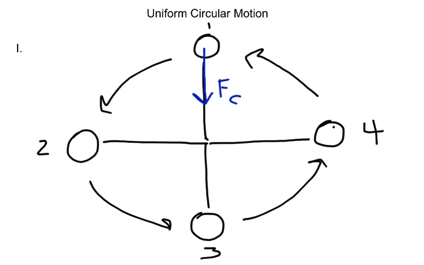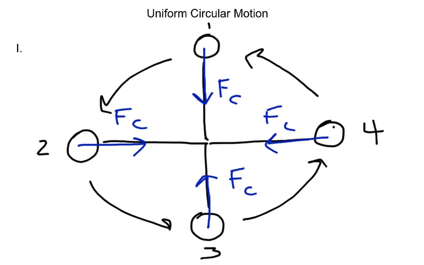So when the ball is in position 1, there is a centripetal force that is acting inward, or in this case, down. In case 2, there is a centripetal force that is acting inward, or to the east or right. In case 3, there is a centripetal force acting inward, or in this case, up. And in case 4, the centripetal force acts inward, or to the left.